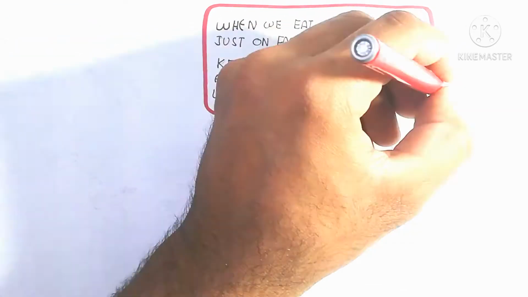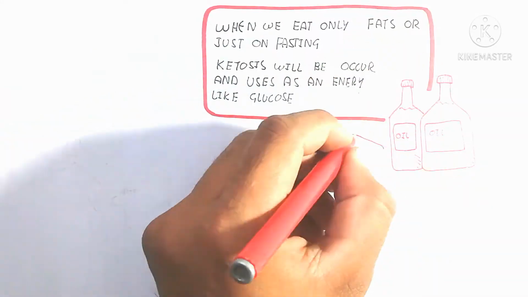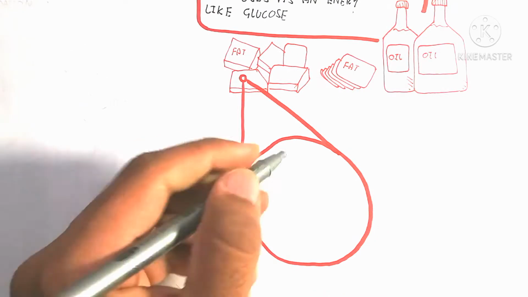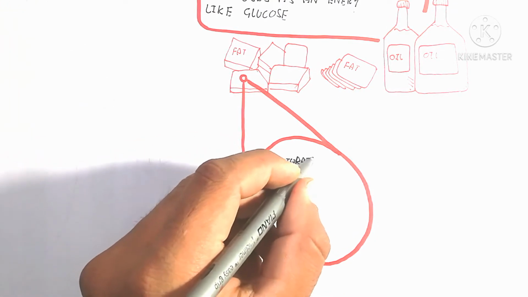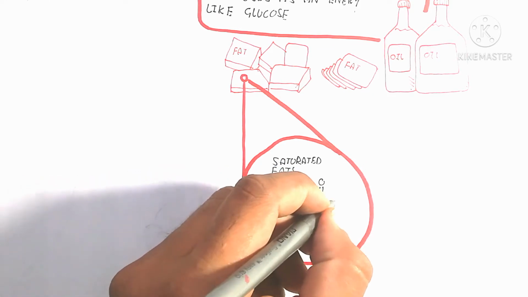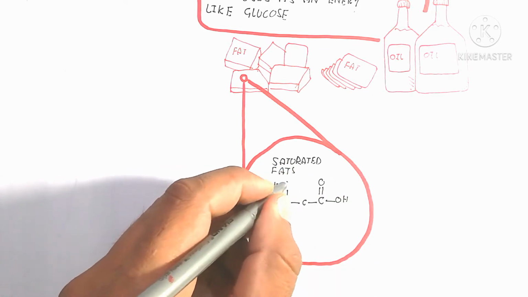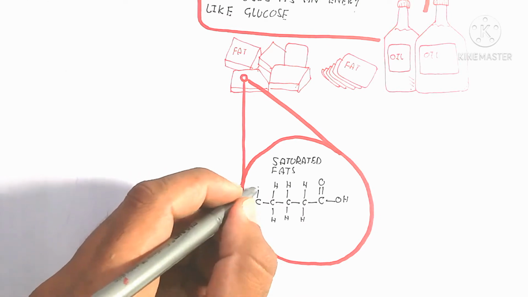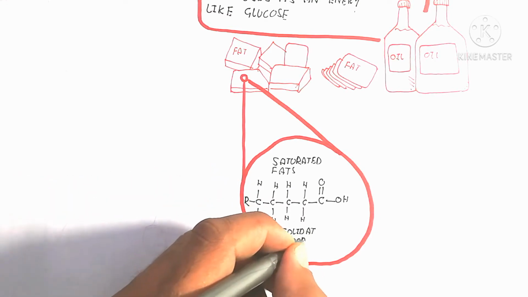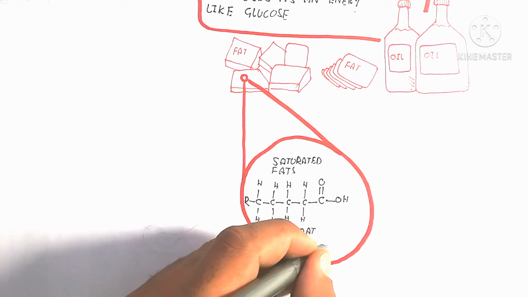So that goes into the blood to increase the ketone bodies for use as energy during fasting or the keto diet. So here is the ketone which is produced when we eat fat. Here is saturated fat, which is solid at room temperature and contains single bonds. So the saturation of hydrogen is too much.